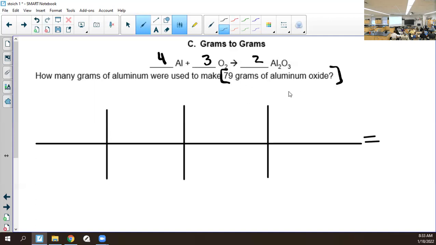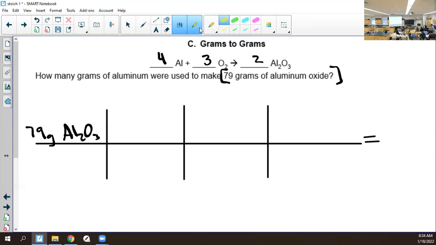79 grams of aluminum oxide. So I start with 79 grams of Al2O3. It's set up right, but the mass of Al2O3 isn't that number. That's Al and O, but you got to do the 2 and the 3.